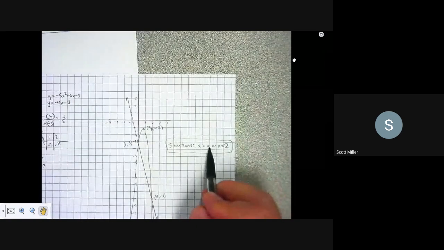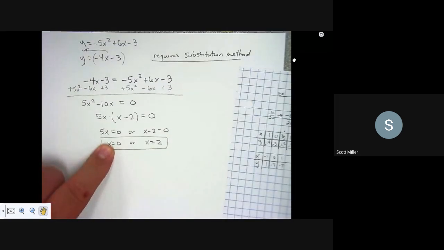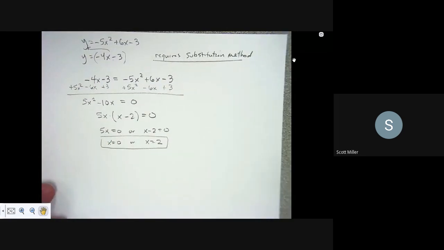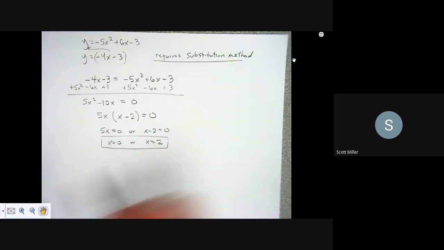X is 0 or 2, the points of intersection, and we have confirmed it algebraically over here. Substitution method. Okay, so that is equations. So we can do a graphical solution, just graphing the functions that are there. We can do an algebraic solution, solving it this way using the substitution method.